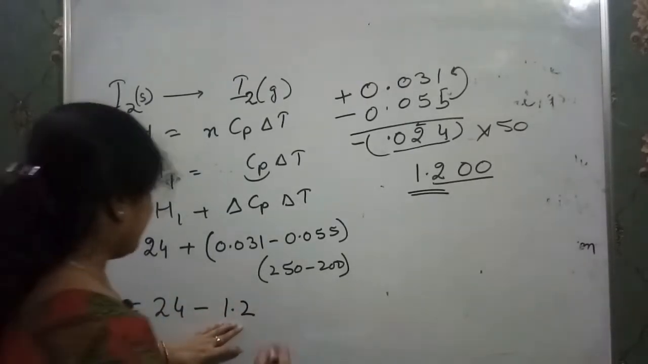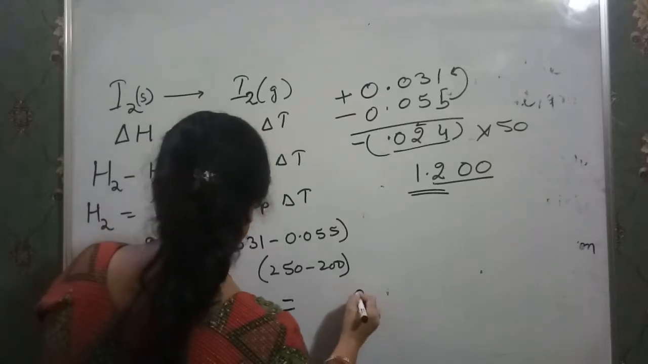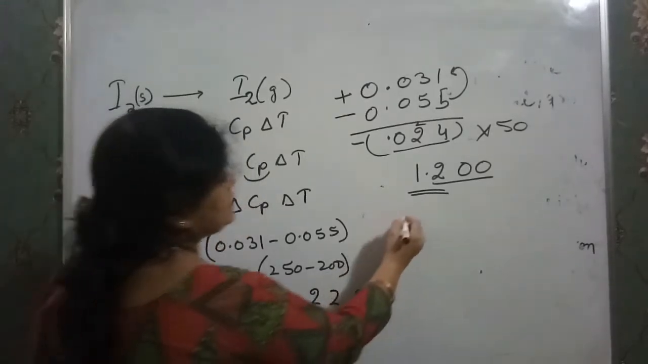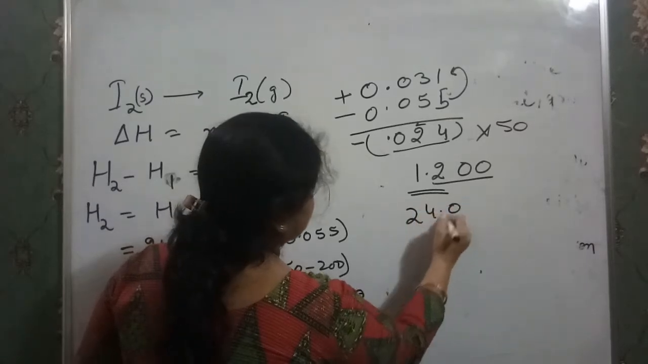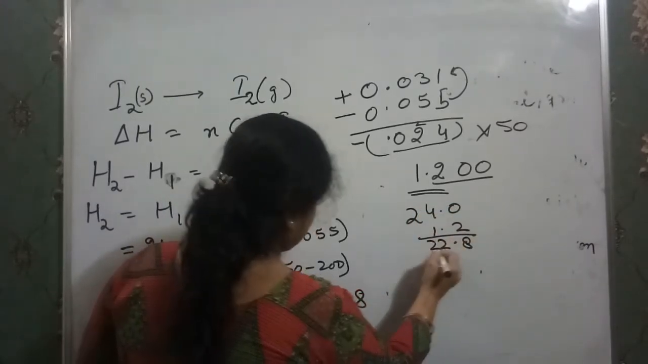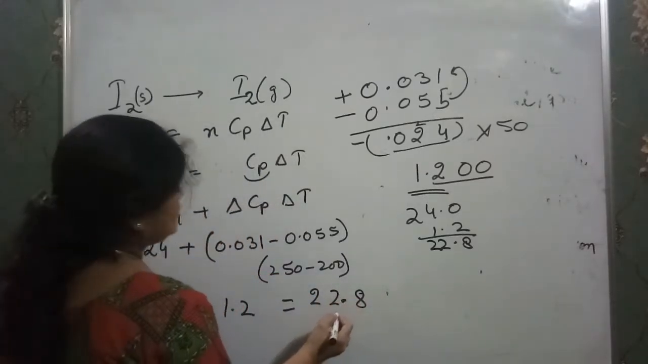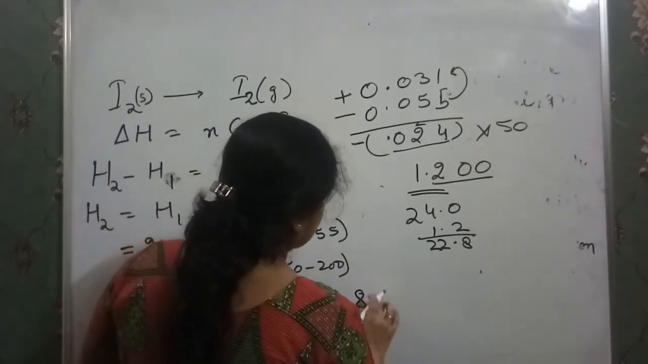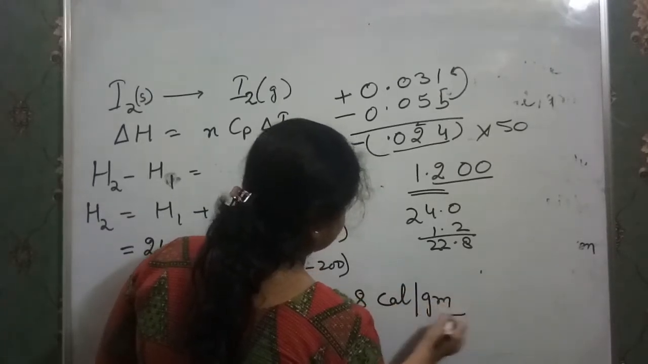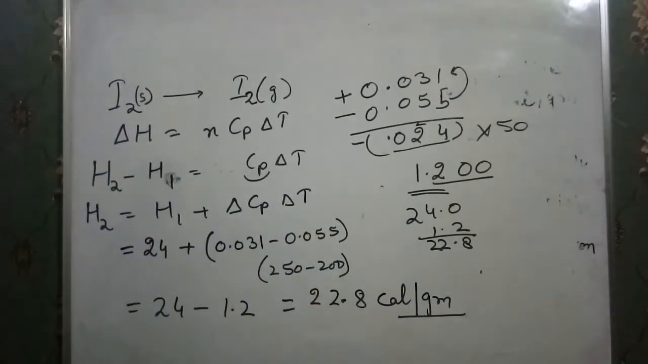When we subtract it, we get 22.8. Just see over here, 24.0 minus 1.2 is 22.8. That is the enthalpy, and its unit is calorie per gram. In this way you can find the change in enthalpy when there is a conversion of solid state to gaseous state.